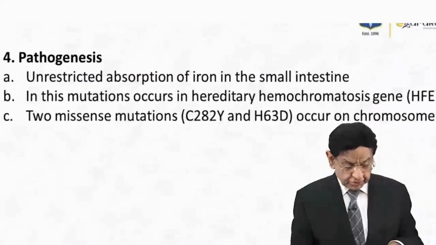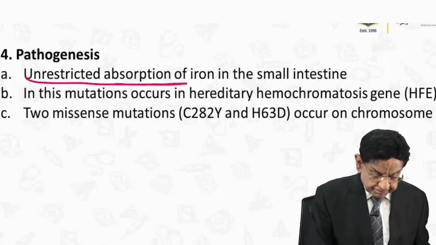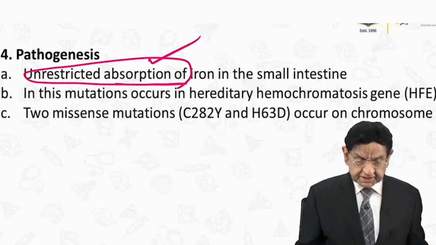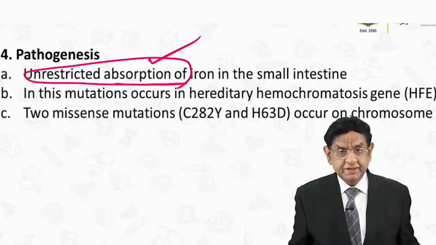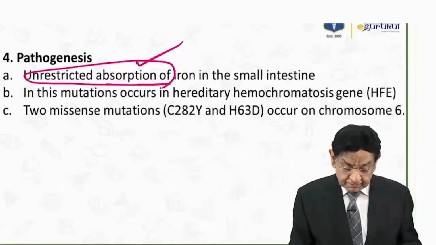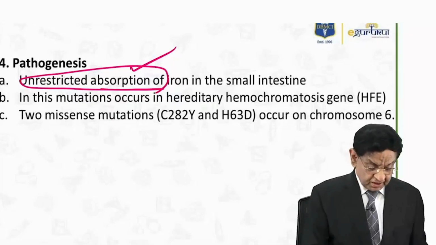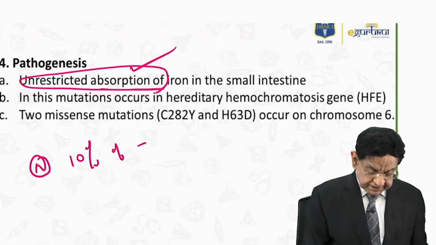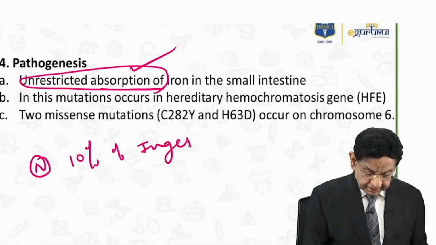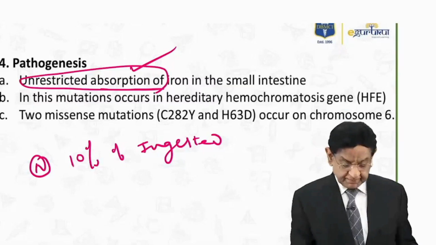Pathogenesis: what I told you, unrestricted absorption of iron. This is the keyword to remember. But why? Remember the basic physiology: normally only around 10% of the ingested iron is absorbed, especially in males.